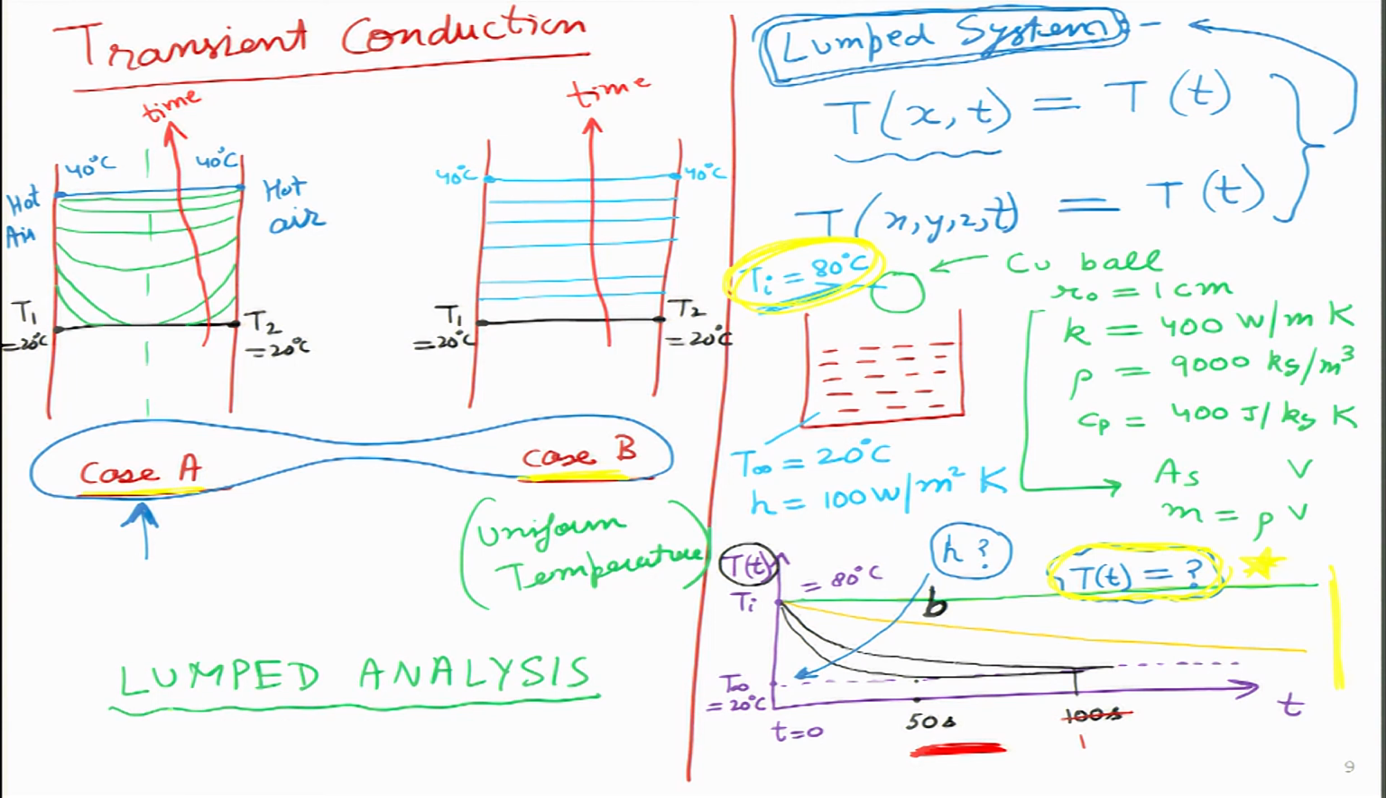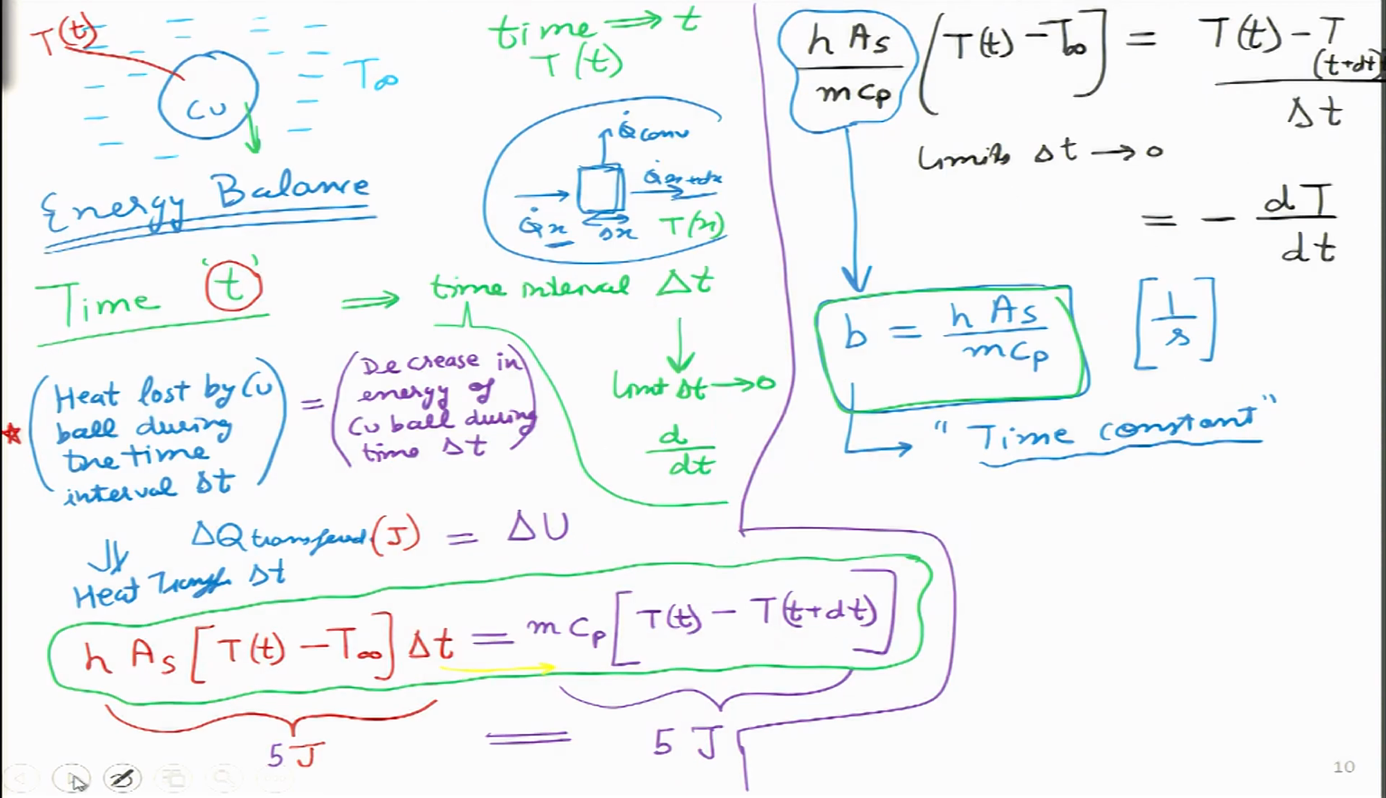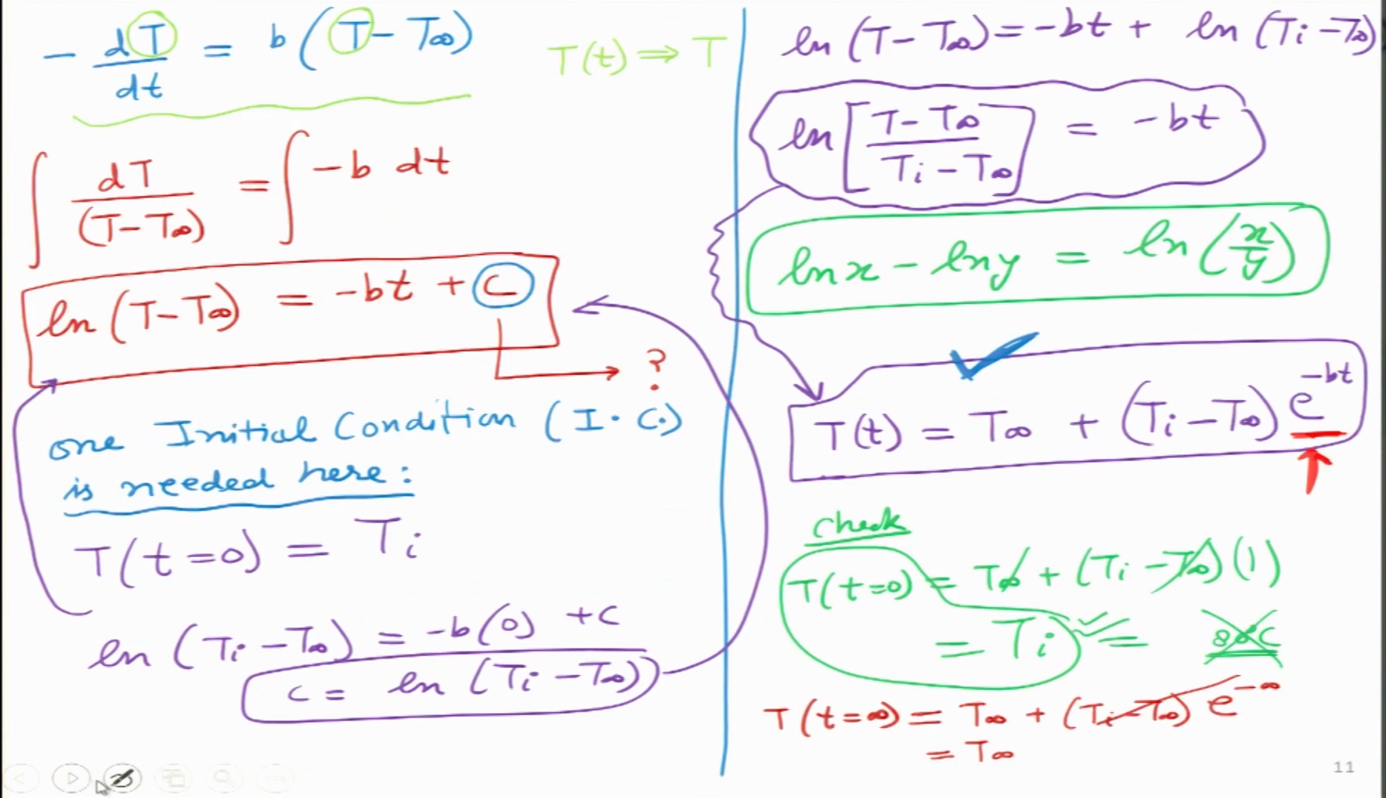For solving B, we have learned this particular concept called lumped analysis. We started looking at lumped analysis in detail and we did a very thorough energy balance, here with time. We are looking at a time interval, how much heat is actually being lost, and by equating that we got this equation over here. This is a differential equation, we solved it and finally got the solution of temperature as a function of time over here on the middle right hand side.